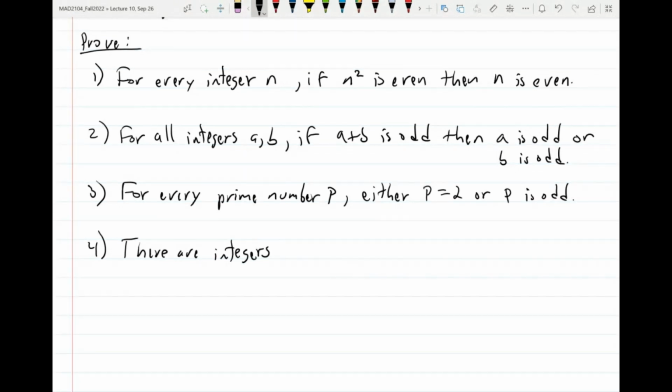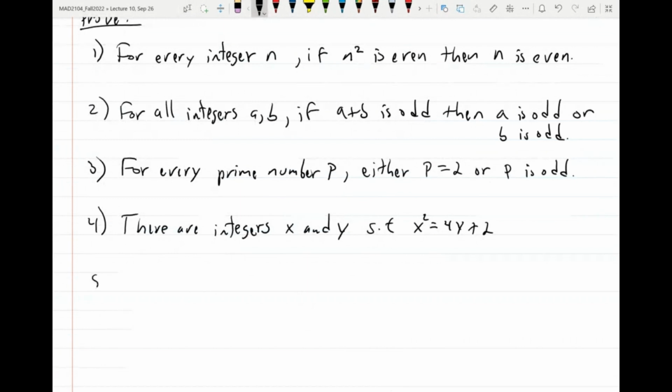So there are no integers x and y such that x squared equals 4y plus 2. So number 5. So here I'll say determining if the statement is true.